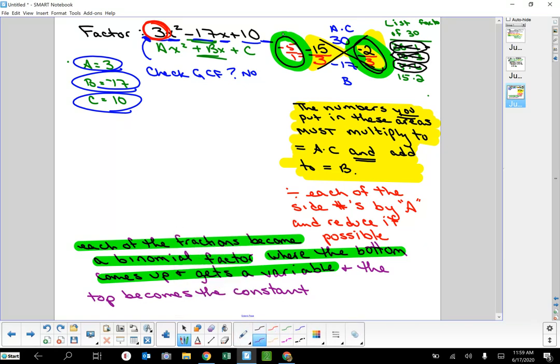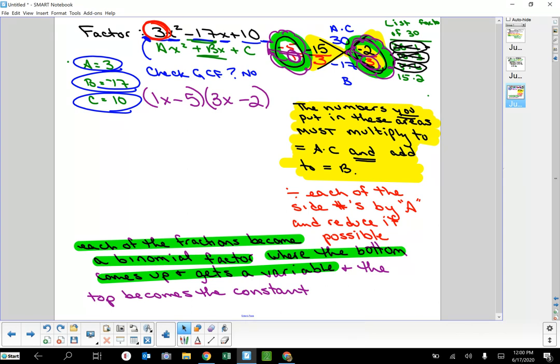So I'm going to start with this guy over here, the negative 5 over 1. The bottom number is going to come up and get a variable. Here's my binomial factor. It's going to come up and get a variable, 1x. And then the top number becomes my constant, minus 5. Okay. Second parenthesis or circle over here is a binomial factor. The bottom of a 3 is going to come up in the front and get a variable. The top number becomes your constant. And you're done. You can check it if you want.